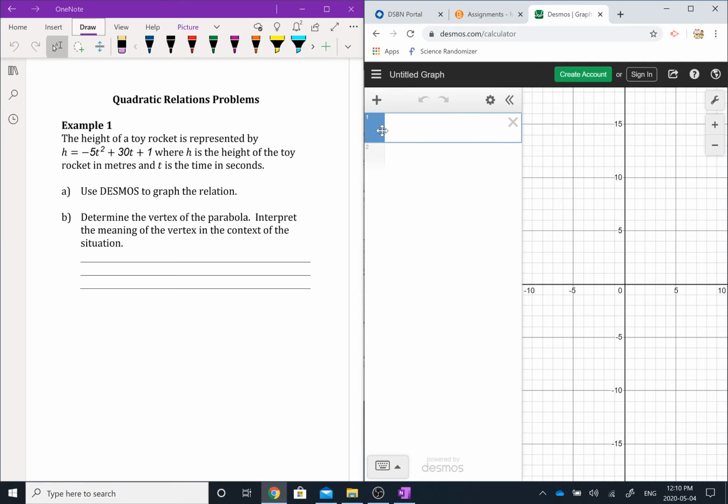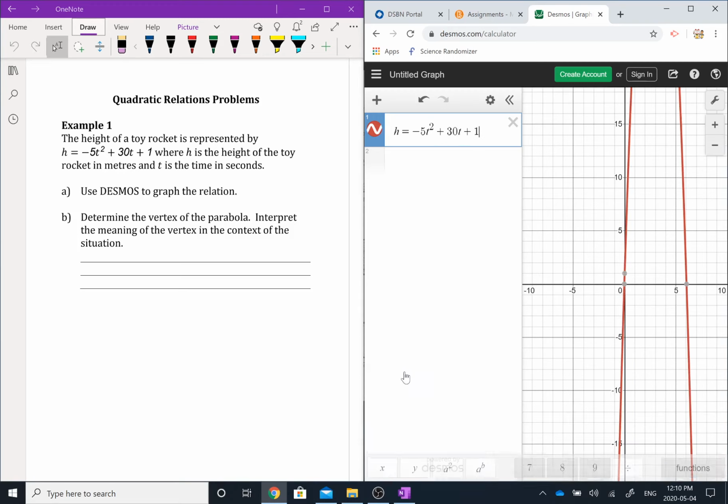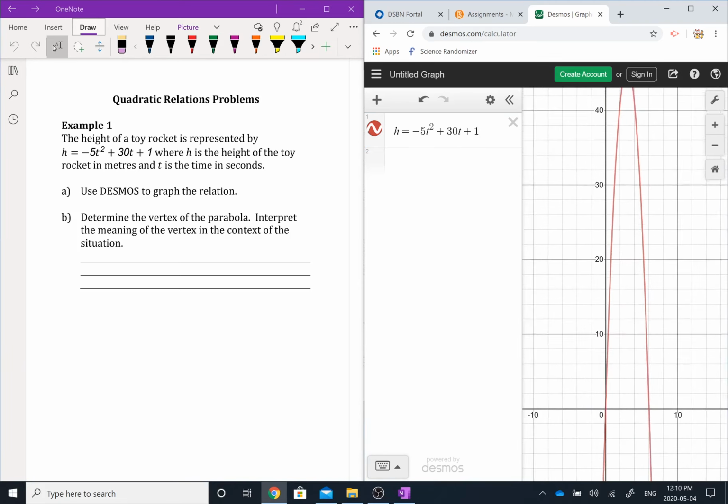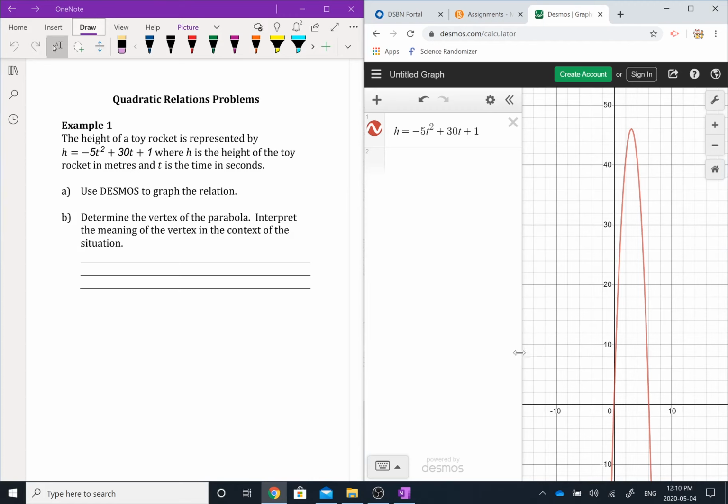So we're going to enter in our equation. We can do h equals, just to keep it similar, negative 5t squared. And if you're not comfortable using the keyboard with the little hotkeys, you can show a keypad down here, and this will show the key things. So, 2 plus 30t plus 1. That graphs our equation over to the right here. We're going to zoom out a little bit to get a good view of it so we can see all the key points. So that's our graph. We've done part A.